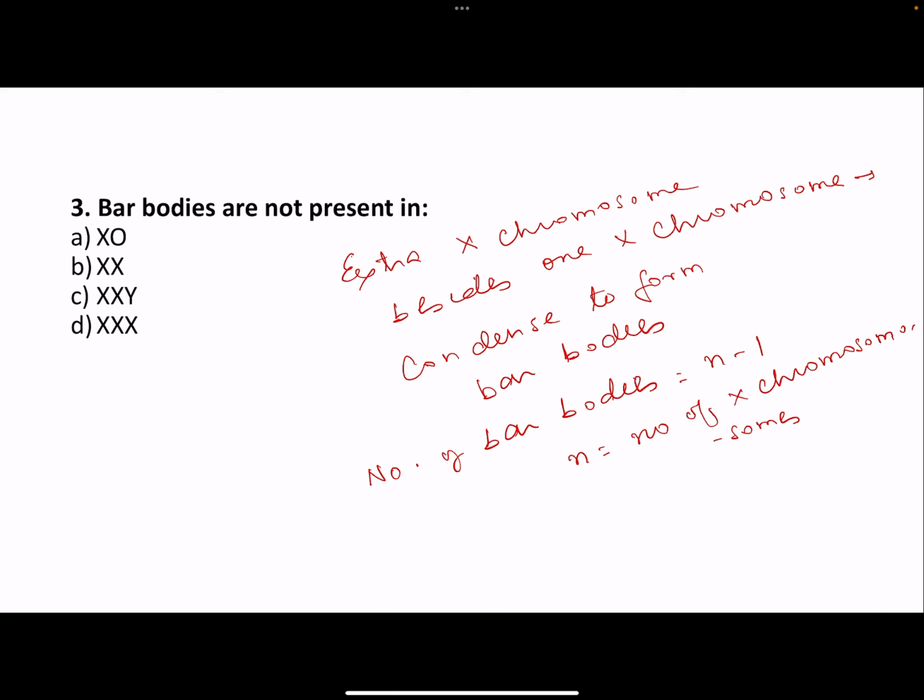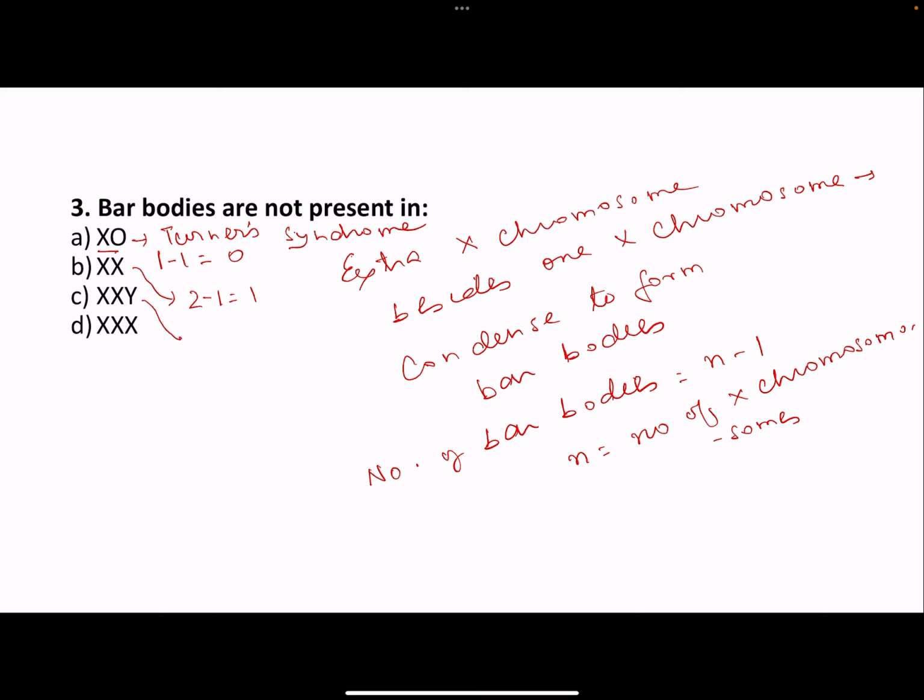So now let us look at the options one by one. So option A is XO. This is the Turner syndrome. Here the number of X chromosomes is 1. So the number of bar bodies will be 1 minus 1, that is 0. So here the bar bodies are not present. Now let us look at option B. Here there are 2 X chromosomes. So number of bar bodies will be 2 minus 1, that is 1. So in option B, there is 1 bar body.